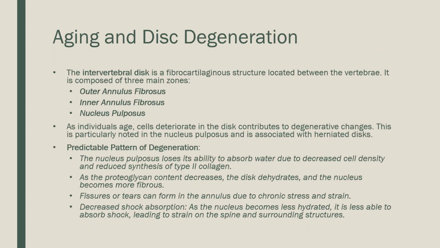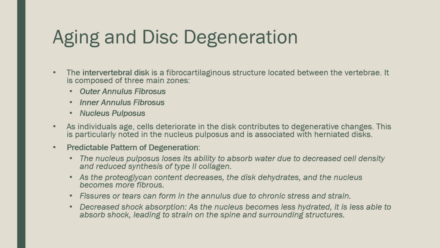The intervertebral disc is a fibrocartilaginous structure located between the vertebrae. It is composed of three main zones: the outer annulus fibrosus, which is primarily type 1 collagen arranged obliquely; the inner annulus fibrosus, a fibrocartilaginous area primarily composed of type 2 collagen fibers; and the nucleus pulposus, which is the central core, containing type 2 collagen and proteoglycans.